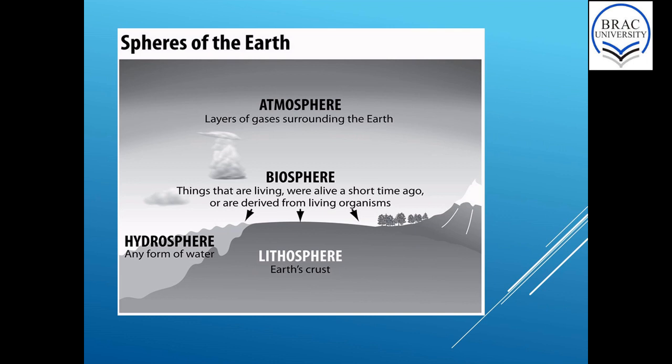So what is the definition of atmosphere? This is the thin gaseous envelope surrounding Earth's surface. It is composed of different types of gases. And lithosphere, that is the solid, rigid part of Earth's surface where we are standing on. Sometimes we say that it is the crust. And the hydrosphere, it includes any form of water. And about 71% of Earth's surface is covered by water.